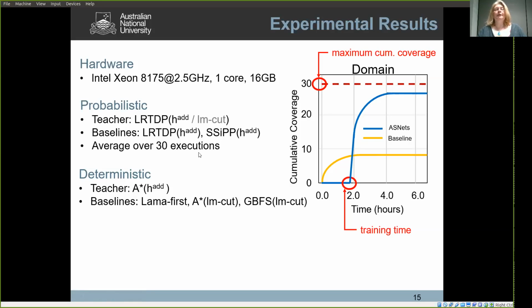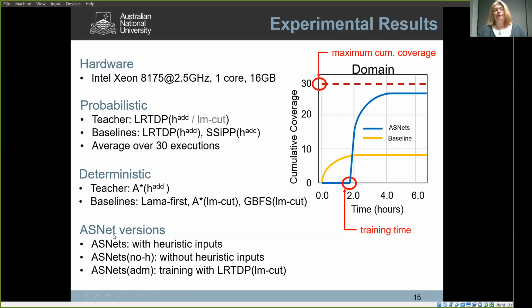For deterministic planning, the teacher is A star with HSDIP. And the baselines are LAMA-first, so a very fast planner, but with bad plan lengths, A star with LMCOT, so a slow planner, but with optimal plan lengths, and greedy best first search. We include this just to show that the LMCOT landmarks, or the LMCOT in itself, is not sufficient to solve the problem.